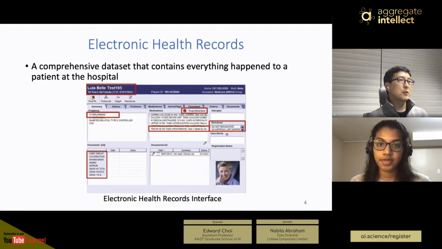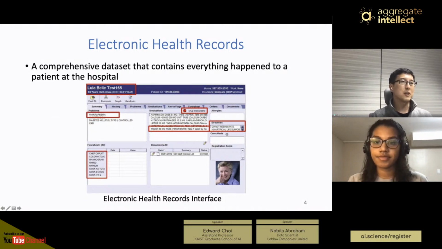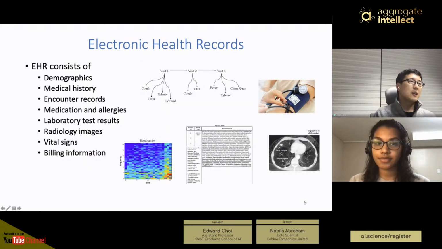All right, so what is the electronic health record? It's a comprehensive data set that contains everything that happened to a patient at the hospital. So you go to the hospital, you get diagnoses, you get prescriptions, you get labs and procedures. That information is all stored in the hospital database. So when you go see a doctor, the doctor will pull up a screen on their monitor, and they'll typically see this kind of monitor. There's your name, your date of birth, your problem or your symptoms, your medication, maybe some allergies, all this information. And EHR is not just a set of structured codes.